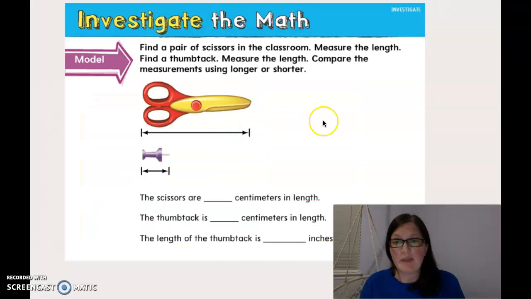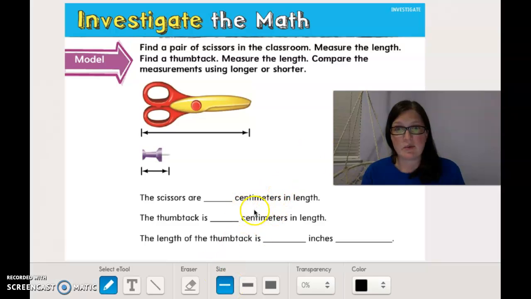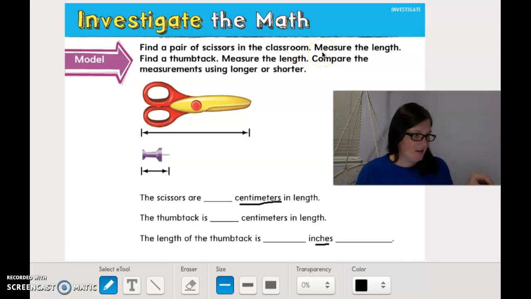So let's talk about comparing. Just like we did with inches and feet, we can compare with centimeters and meters, okay? Now, if you look down here in our answers, it asks for 2 different ways to measure. It asks both in centimeters and inches. Okay, so you're gonna have to use 2 ends of our ruler here, both sides. Find a pair of scissors, and it says in the classroom, but since you're at home, find a pair at home.